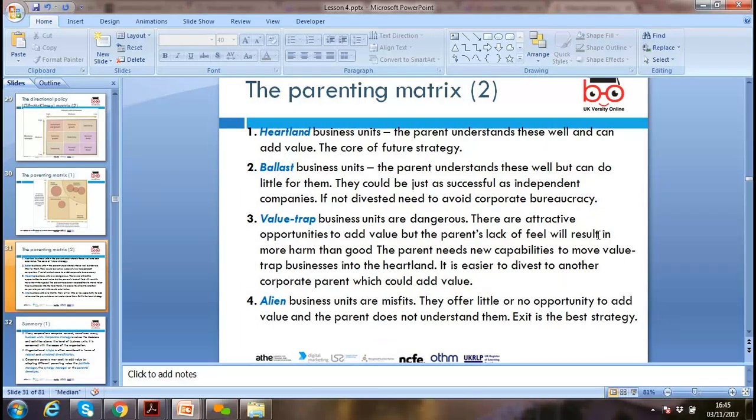And the parenting matrix: a heartland is a business unit that the parent understands, like when we have a company with a parent and subsidiary. The parent understands these well and can add value; it is the core of the future strategy. A ballast business unit is one the parent understands well, but can do little for. It could be just as successful as an independent company. So if not divested, we need to avoid corporate bureaucracy, so there is no influence from the parent company.